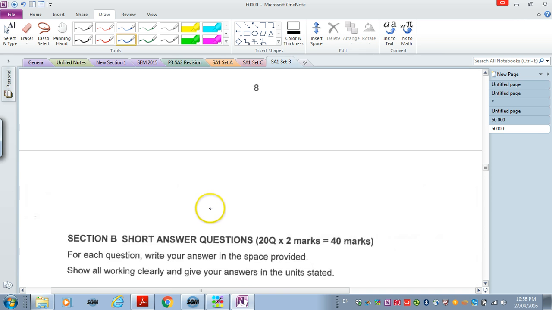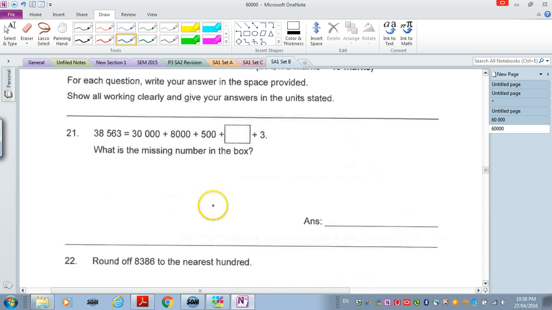Let's look at section B. 38,563. I know I have 30,000, 8,503. So the missing value is 60.